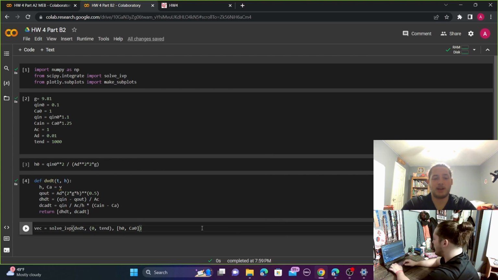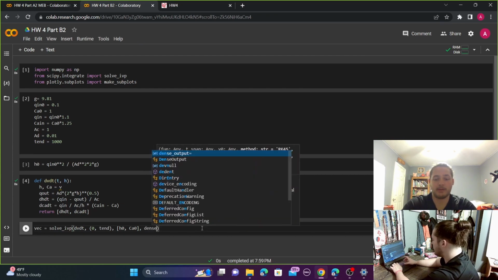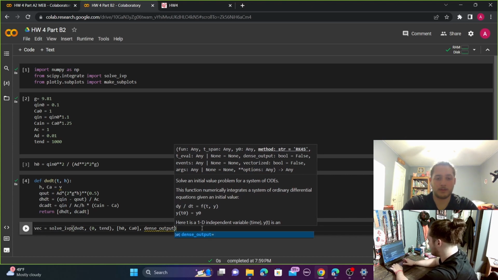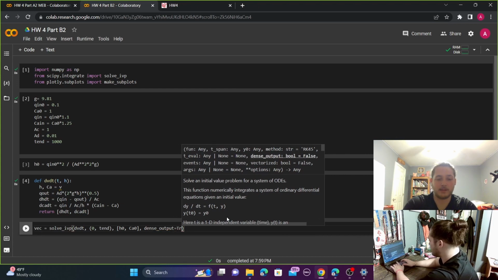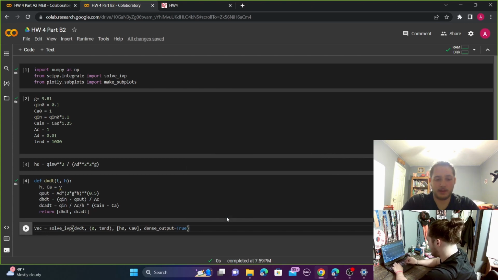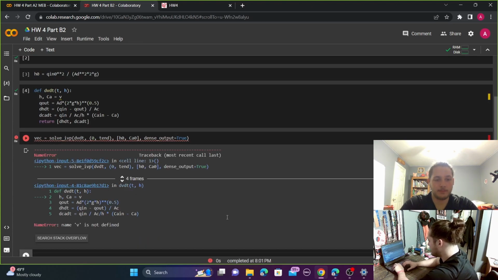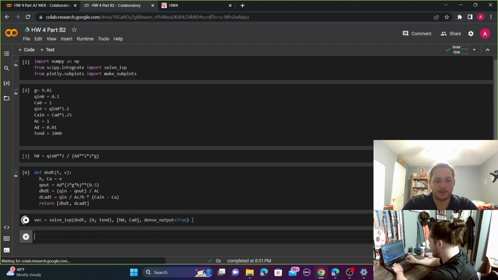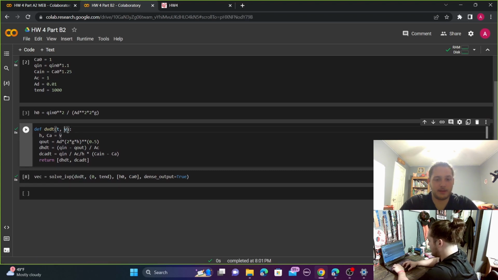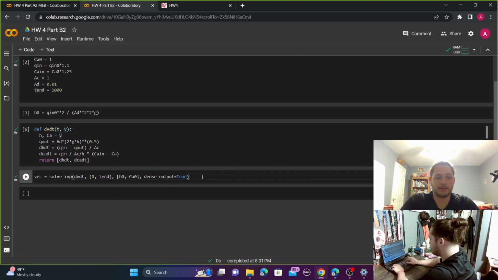And as we did in our previous coding in part A2, we are going to need to use our dense output function in order to integrate a system with an initial value. So we can set that as equal to true. Now we can go ahead and get out of there and go shift enter. I just had a wrong letter in here, but I got that fixed now. So we can go shift enter.